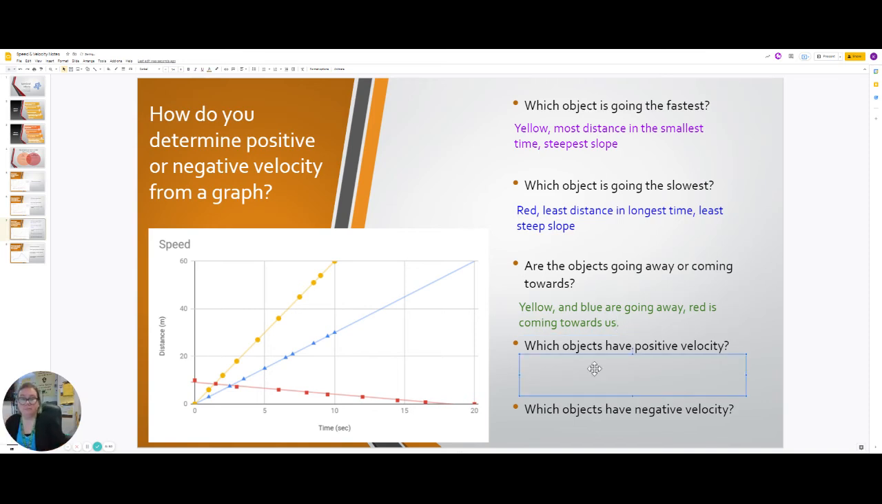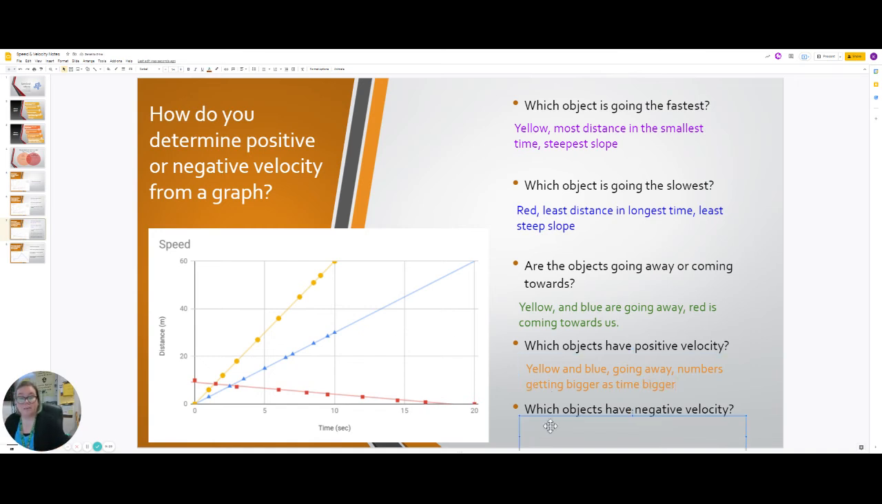All right. Now, how do we tell positive versus negative velocity? Right? So we're looking at whether the line is kind of going up as we go to the right or if it's going down. So we see yellow and blue have a positive velocity, right? Basically because they are going away from us. The numbers are getting bigger as time gets bigger.